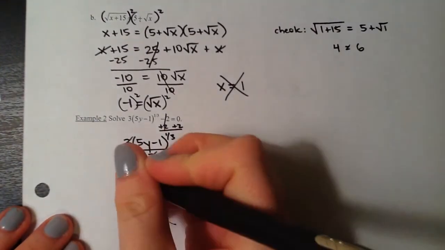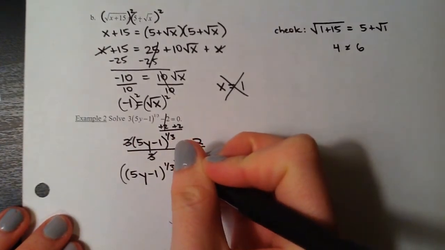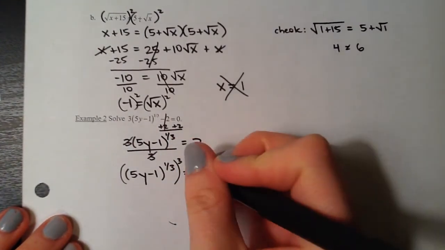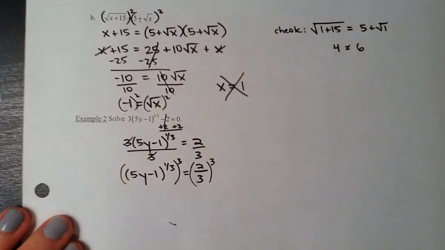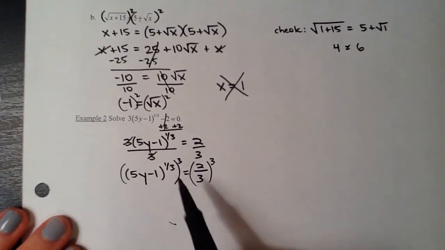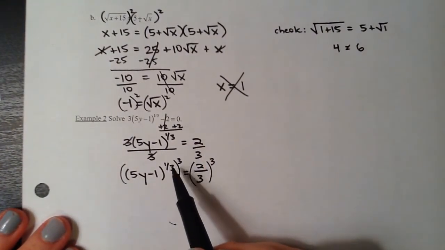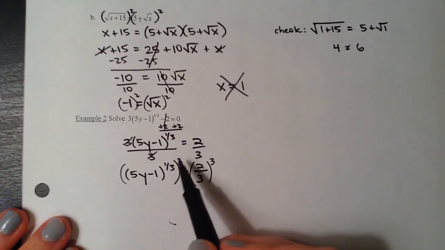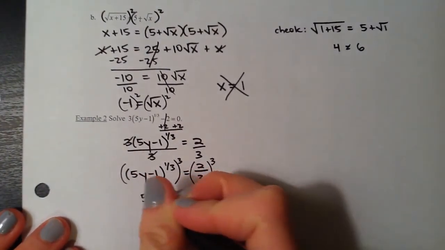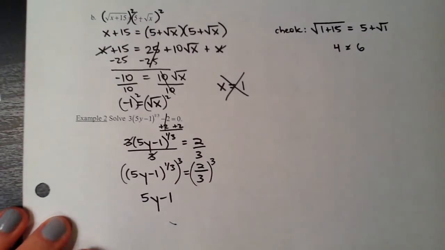Then I'm going to raise both sides to the power of the index, so I'm going to raise both sides to the 3rd power, because this time I have a cube root, not a square root. So raise both sides to the 3rd power. These will cancel out, because really what happens here is I multiply them. I multiply 1/3 times 3, and I get a power of 1, which means it's just the 5y minus 1.